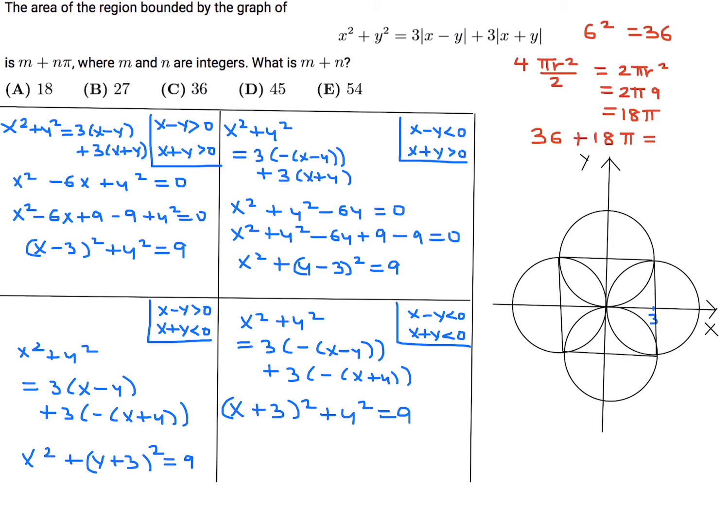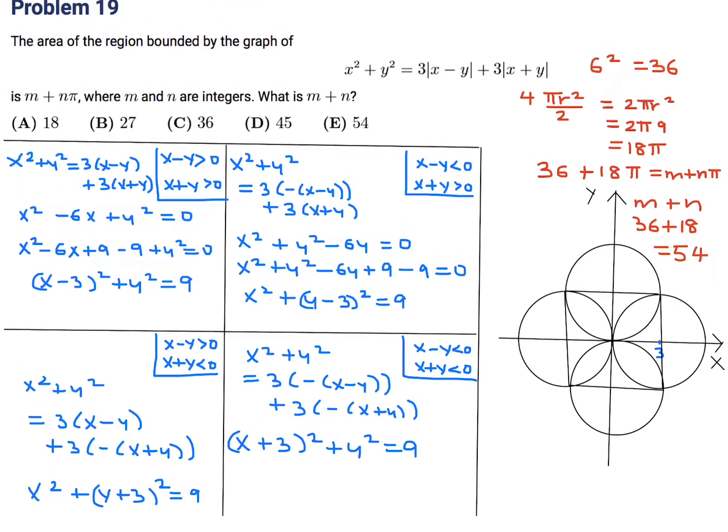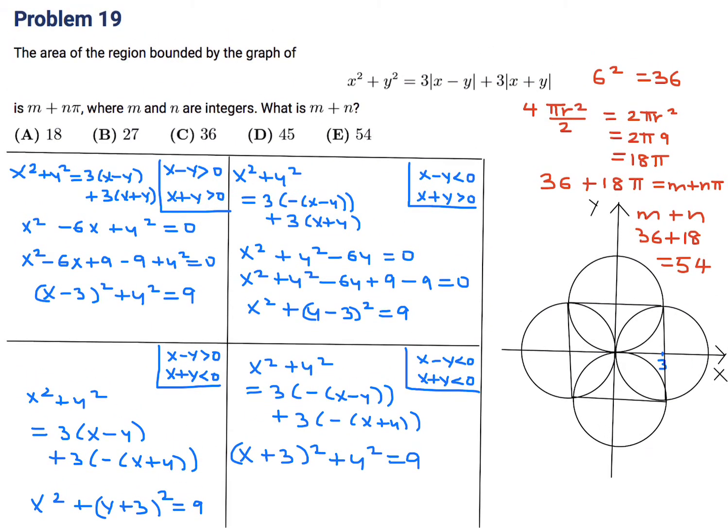And that, they are saying, is m plus n pi. So therefore, m plus n, my m is 36, my n is 18, and that is 54. Therefore, number 19, the answer is E.